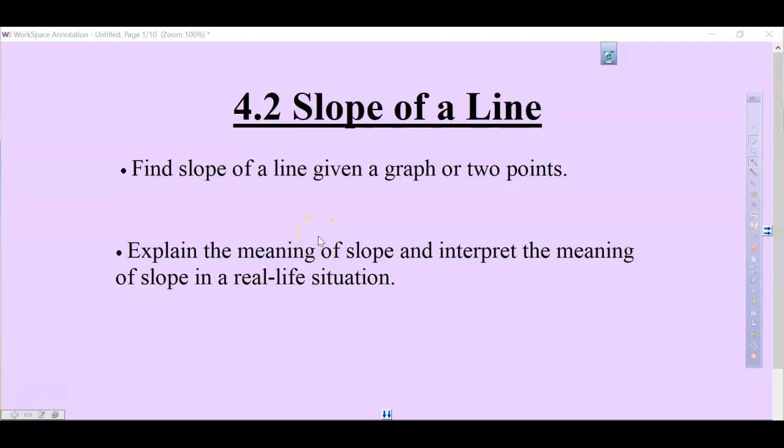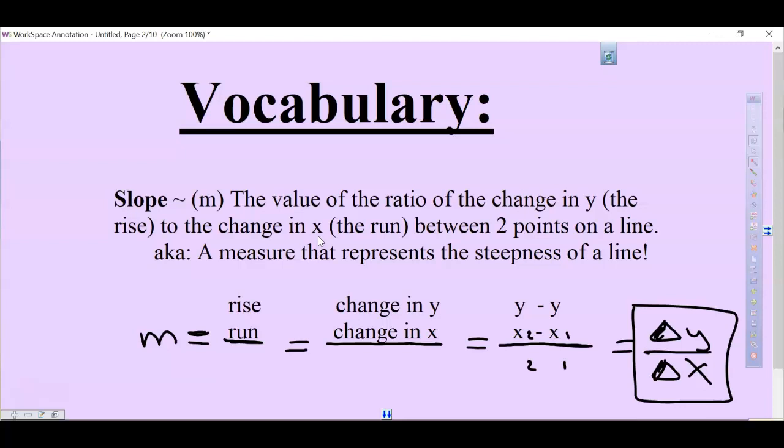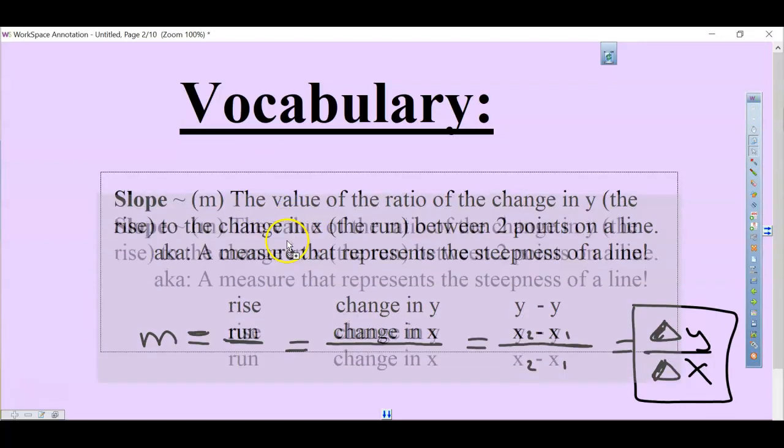In order to understand how to find slope, we have to first understand what it is. Now slope, the long story definition here, is a ratio of the change in y, which we also call the rise, to the change in x value, which is called the run, between 2 points on a line. In other words, it's just a measure that represents our steepness at that section of any given line. Now, for our purposes, we're going to focus on straight lines, but really you can find the slope of any line. Okay?